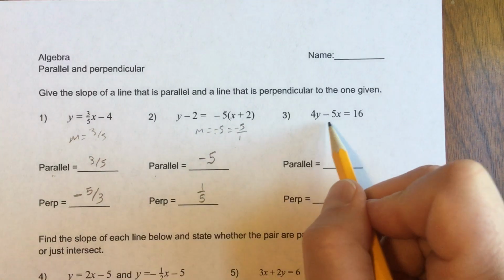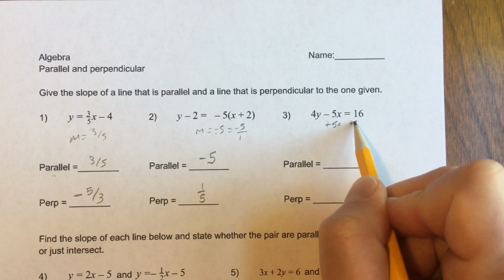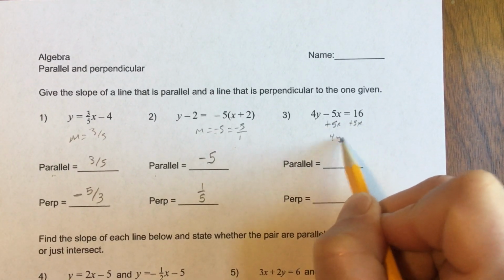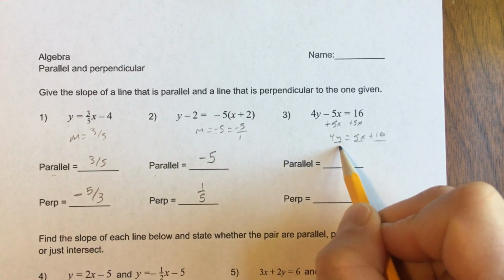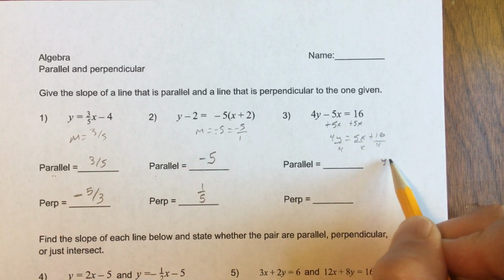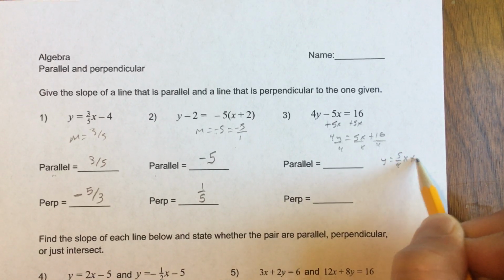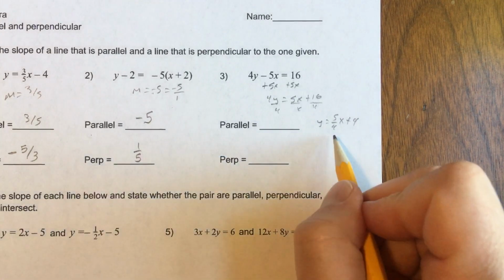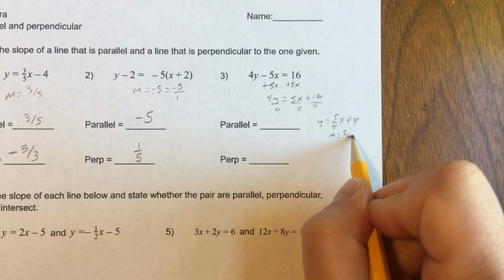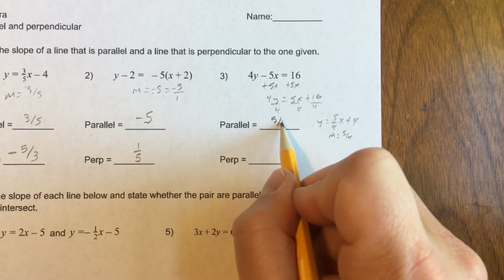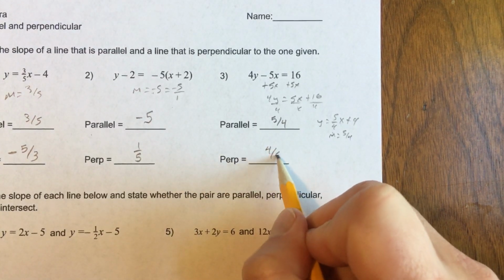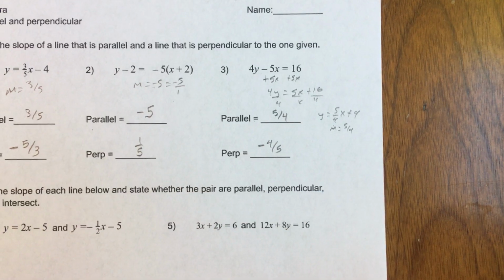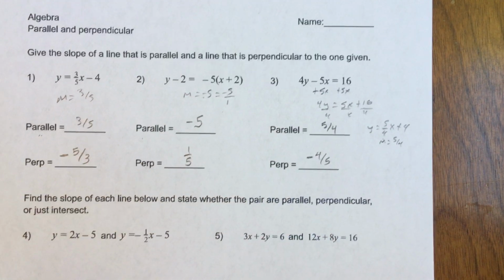For number 3, we have to get y by itself first. So we'll have 4y equal 5x plus 16, and then divide everything by 4. We end up with y equal to 5/4 x plus 4. All right, so 5/4 is our slope. So if we're parallel, we have exactly the same, 5/4. Perpendicular, flip that over, change it from a positive to a negative, there would be our slope. All right, so that's what we're doing here, 1, 2, 3.